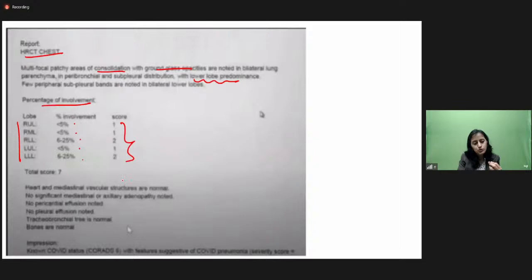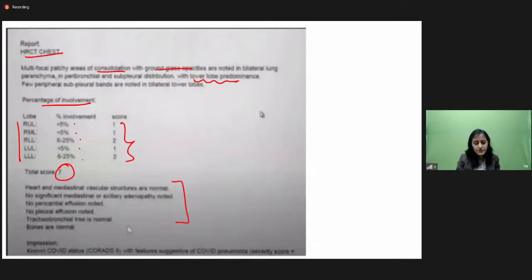And we also look at the other structures. Remember, imaging, chest X-ray or chest CT, is not only the lungs. We have to look around it. Everything that is seen in the image, be it your airways, your vessels, the bones, the heart, everything needs to be commented upon.